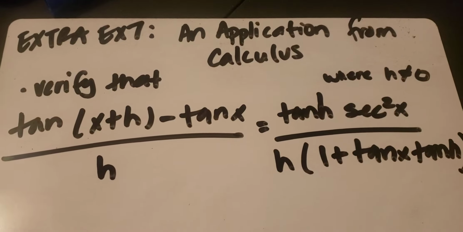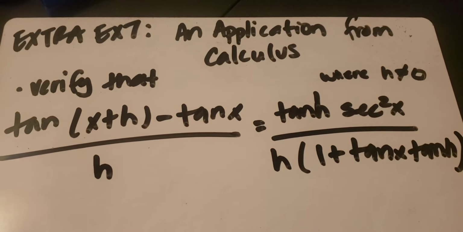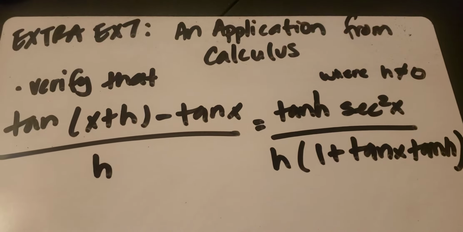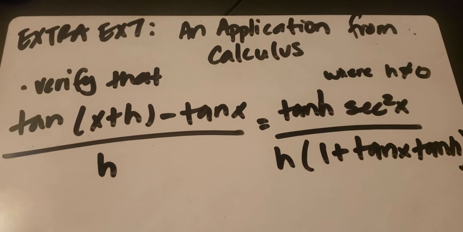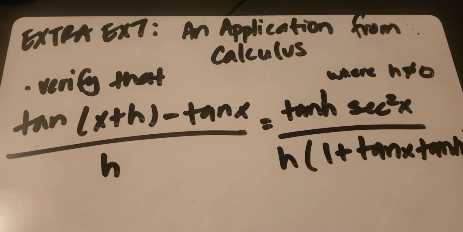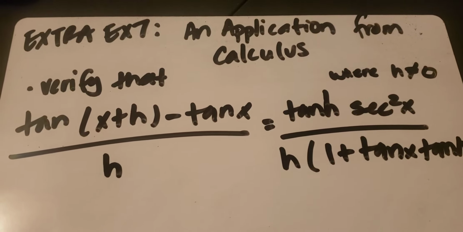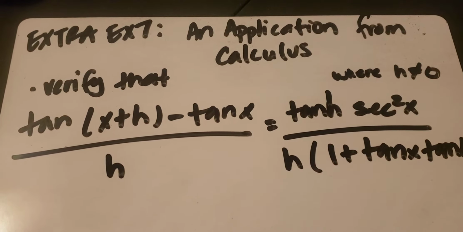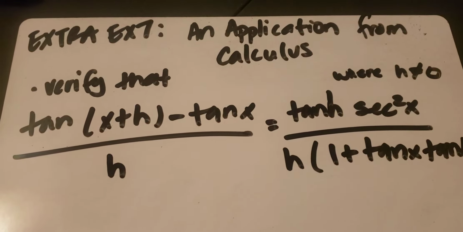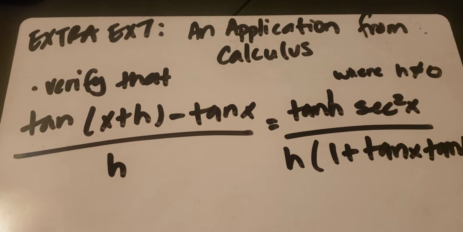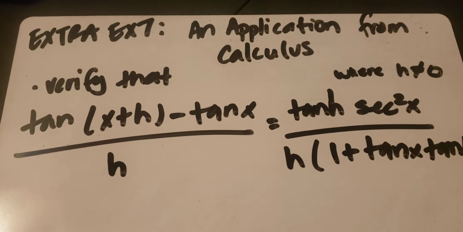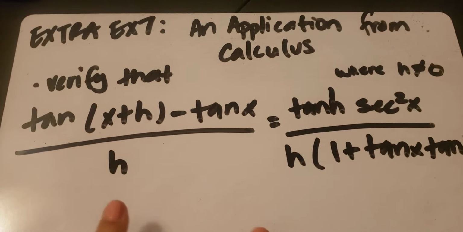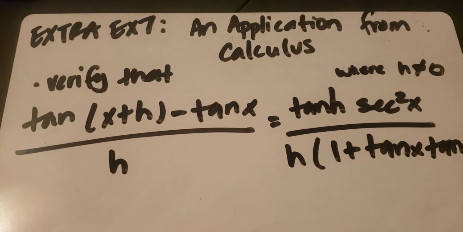All right, boys and girls, this is the last video and we're moving on to example 7. These are basically applications from calculus. For this example, they want us to verify that tangent of x plus h minus tangent of x over h should equal tangent of h times secant squared of x over h times the quantity of 1 plus tangent of x times tangent of h. And of course, since h is in the bottom, h should never equal 0.